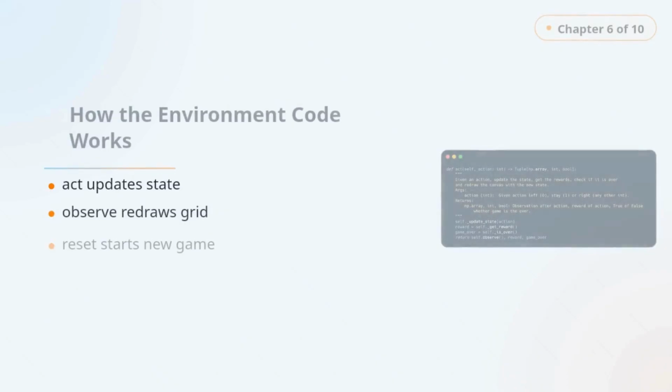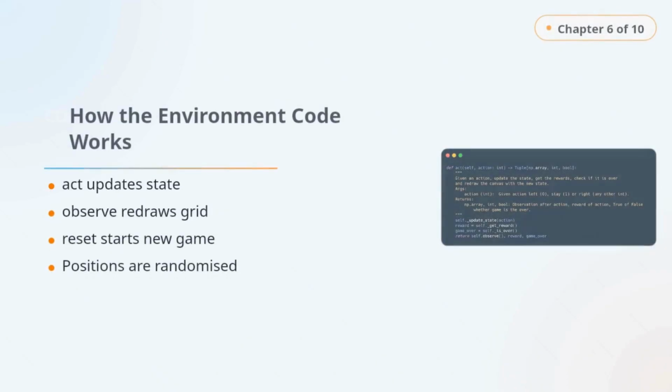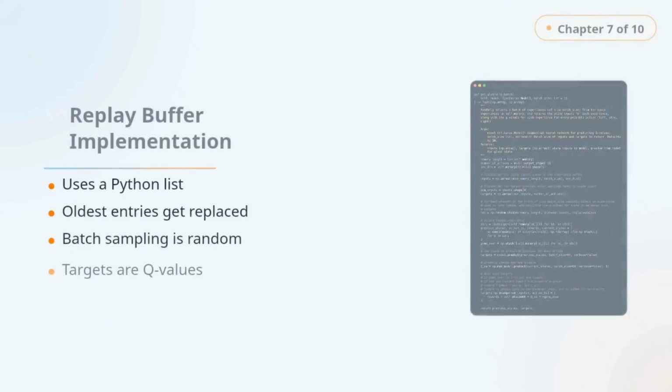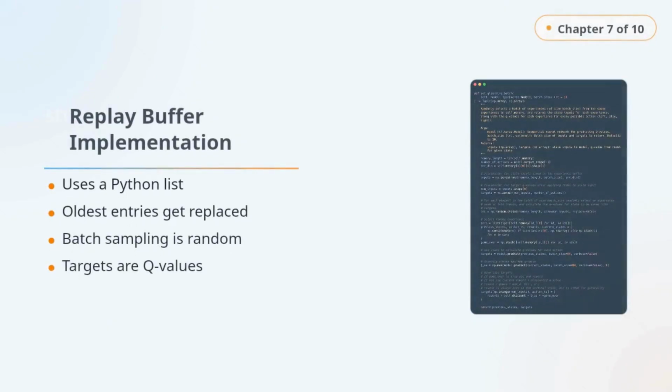The environment code is split into a few clear functions. The act function takes an action from the agent, updates the environment state, calculates the reward, and checks whether the game is over. Then the observe function redraws the 10 by 10 grid, so the current state can be represented as pixels. There is also a reset function, which starts a fresh game by placing the fruit at the top and randomly initializing the fruit and basket positions. Since the basket is 3 cells wide, its center cannot start at the extreme edges. In the replay buffer implementation, experiences are stored in a simple Python list with a maximum size.